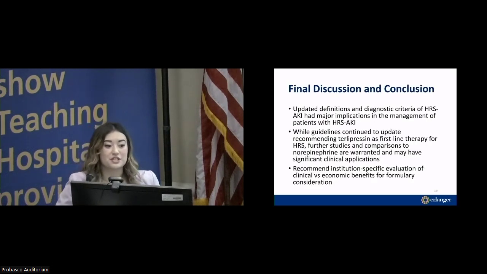So in conclusion, we do have new updated definitions and diagnostic criteria of HRS-AKI, which will have major implications in how we treat these patients. While guidelines continue to update, recommending terlipressin as a first-line therapy, further studies and comparisons to norepinephrine are definitely warranted. As we know, in our hospital, this could potentially lead to use on a floor and not requiring an ICU or all of the intensive monitoring that goes along with that.